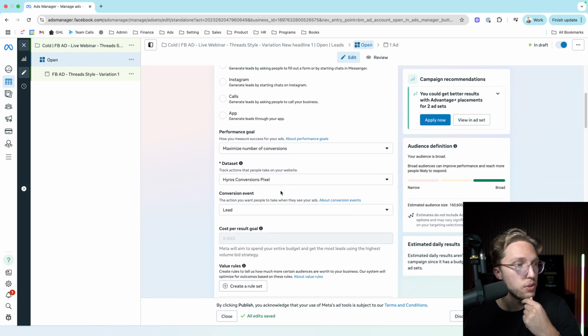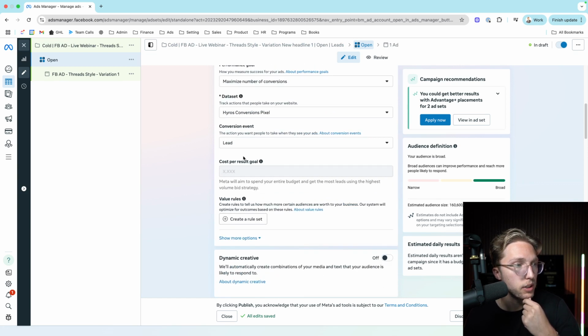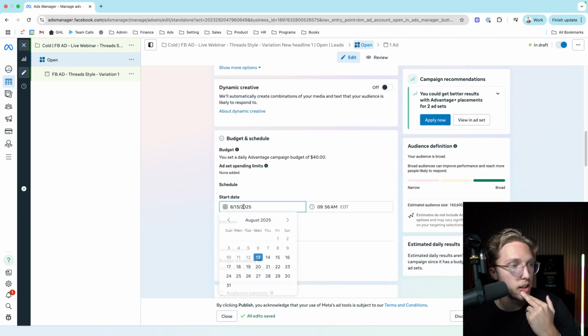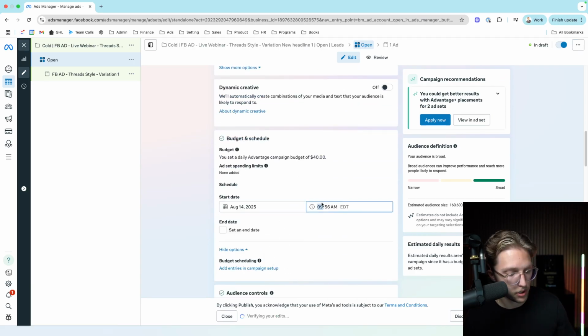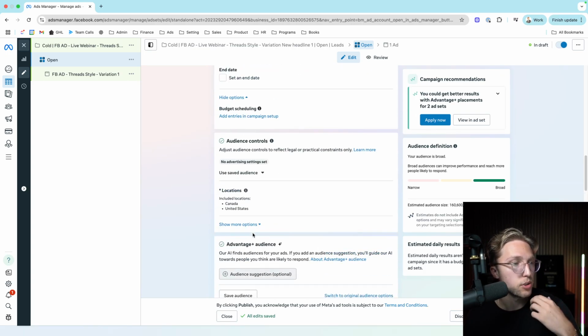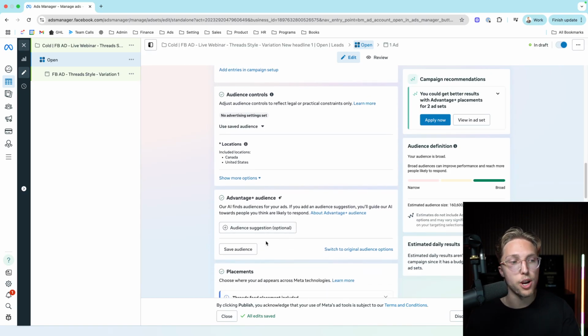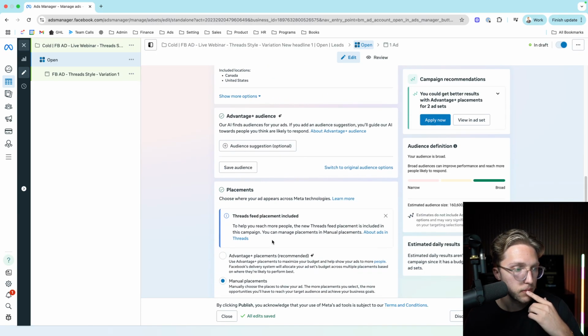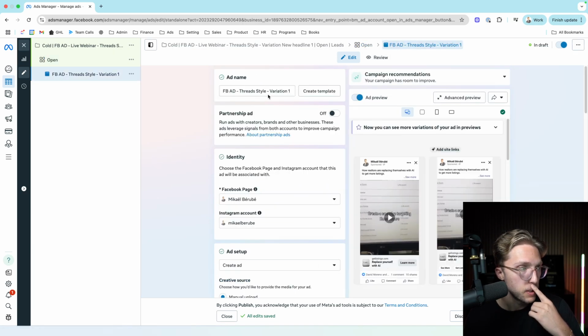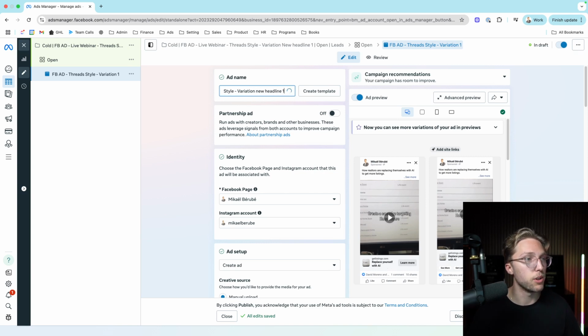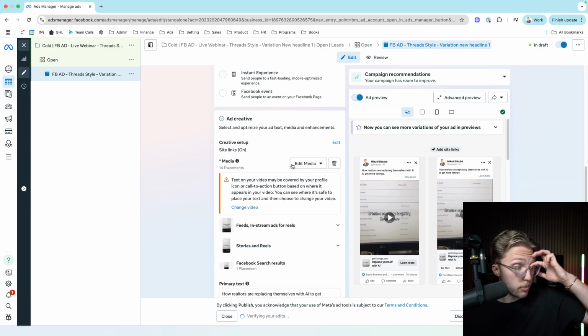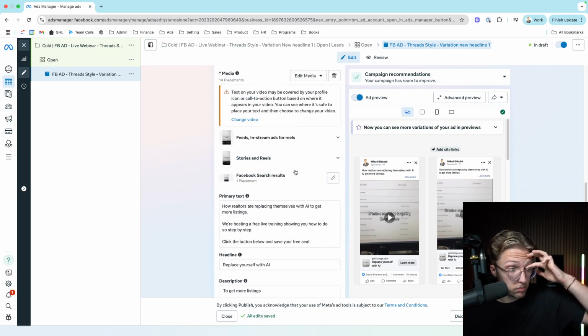One thing I do is, if you can see my setup right here, I optimize for leads, and then I'll always schedule it for the next morning at 12 a.m. That way it doesn't rush to spend. Because if you start your ad at, you know, 7 p.m., then it'll rush your $40 into a couple of hours, like 5 hours. So, okay, this is good. Let me just call this variation headline 1. And then I'll keep everything the same except the headline.